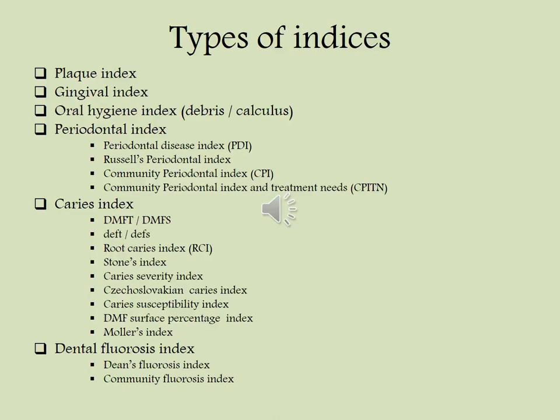They are DMFT DMFS index, DEFT DEFS index, root caries index, Stones index, caries severity index, Czechoslovakian caries index, caries susceptibility index, DMF surface percentage index, and molars index. Then the indices used for dental fluorosis are Dean's fluorosis index and community fluorosis index.